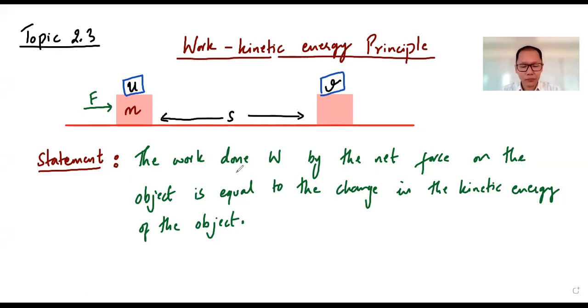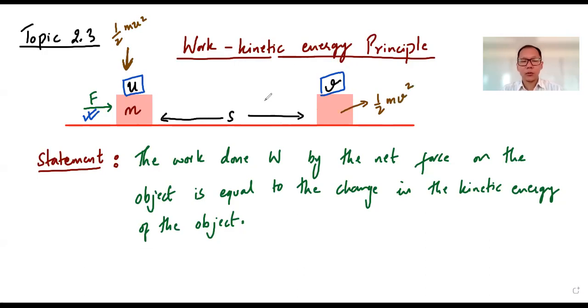The work kinetic energy principle states that the work done by the net force F on the object is equal to the change in kinetic energy. When the object is moving at u, the kinetic energy is 1/2 mu squared. When it is moving with a velocity v, the kinetic energy is 1/2 mv squared.